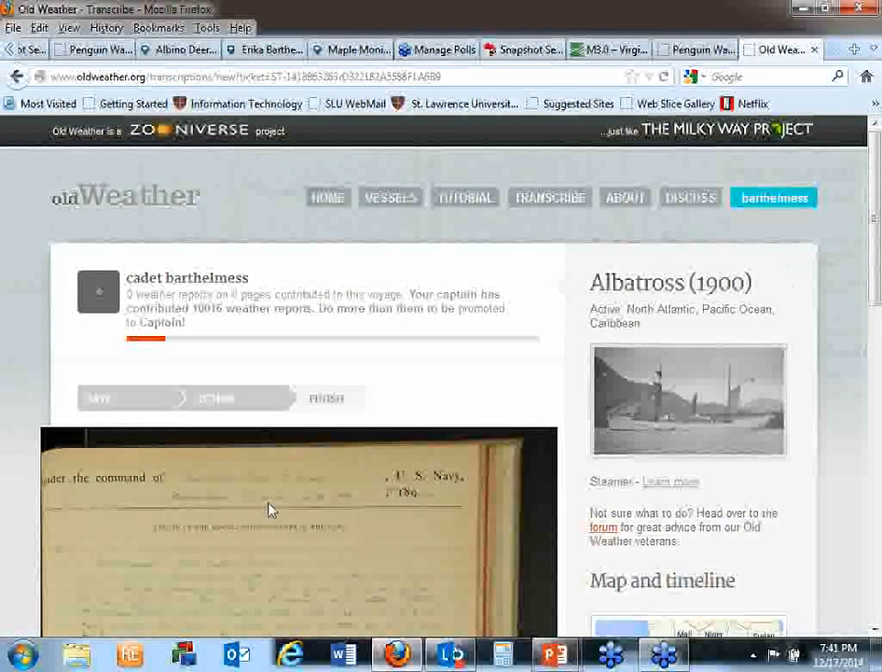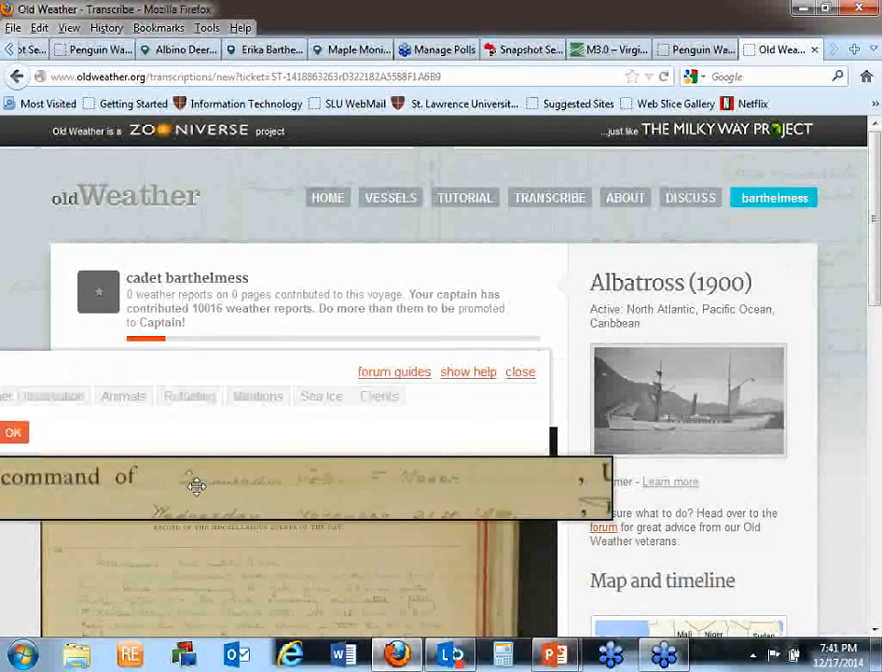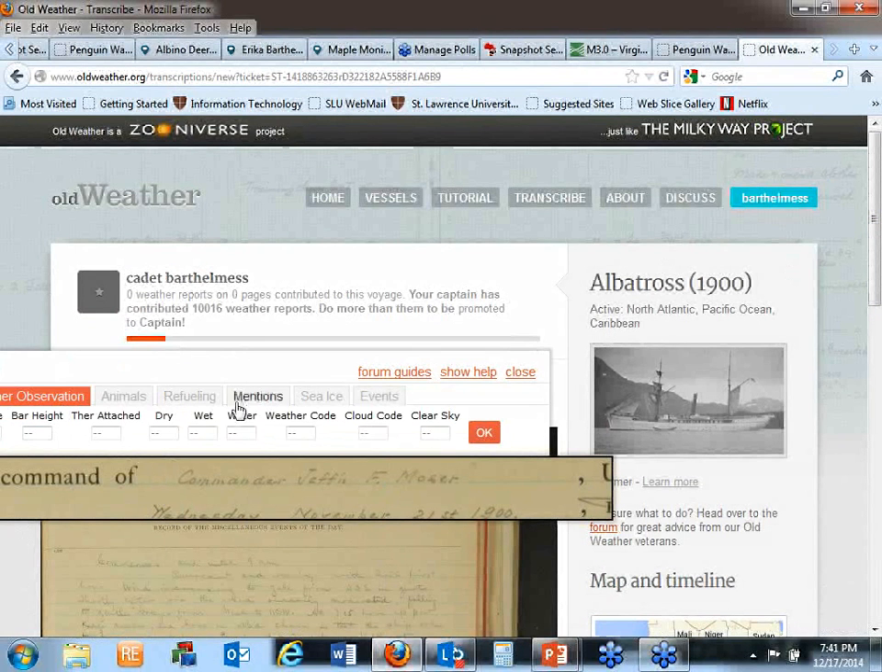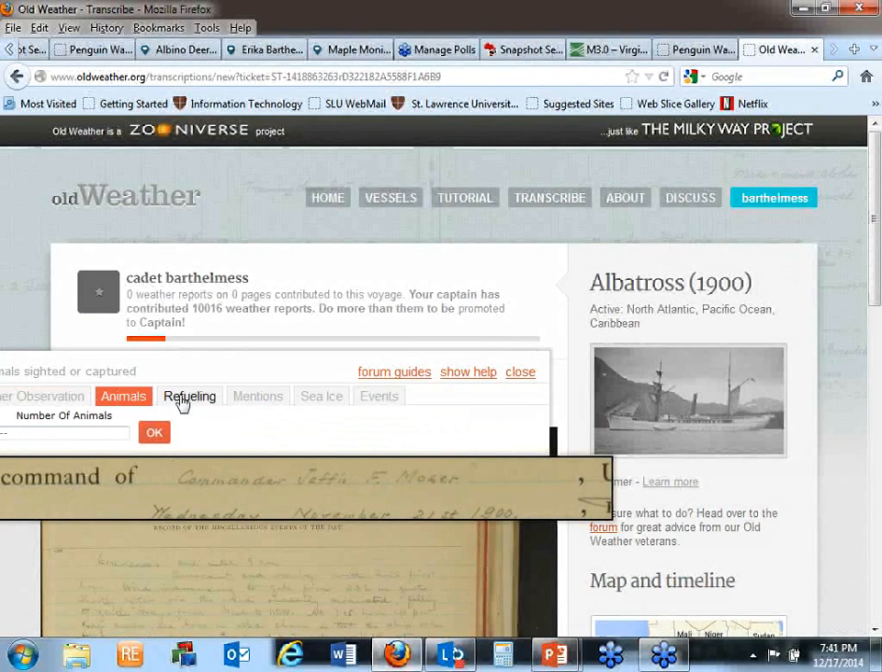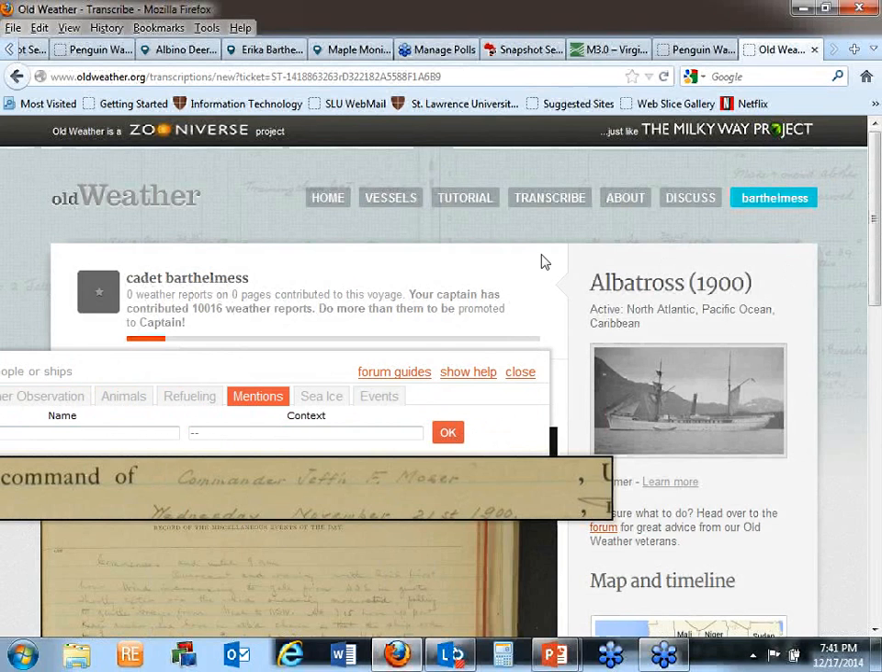So you're assigned a ship, and you get a ship's log, and once you're in the ship, you actually go through and make some observations, recording some information about the weather that they observed, if they saw any animals, when they took on fuel. And basically what you're doing is helping to digitize information that is captured in writing from these old logbooks to enable scientists to more readily access the data.